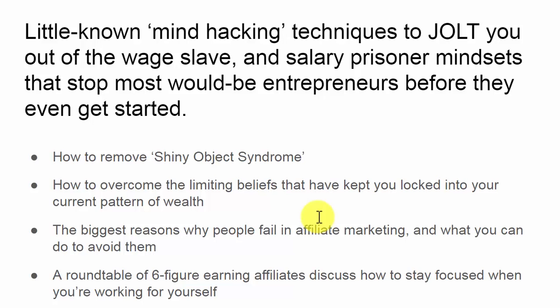You're going to also see the biggest reasons why people fail in affiliate marketing and what you can do to avoid them. And part of this is a round table of 6. One of the videos in the course is a round table of 6-figure earning affiliates discussing how to stay focused and how to get out of that trap of shiny object syndrome.